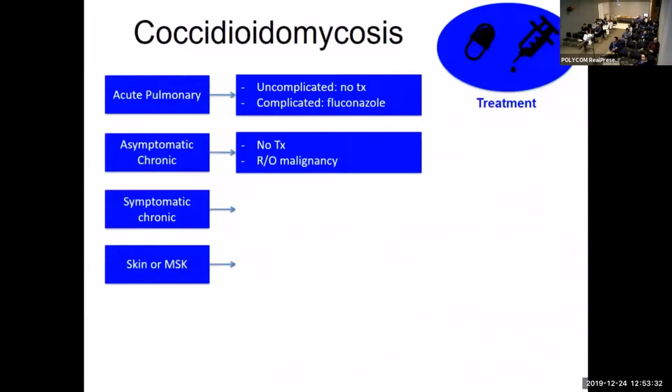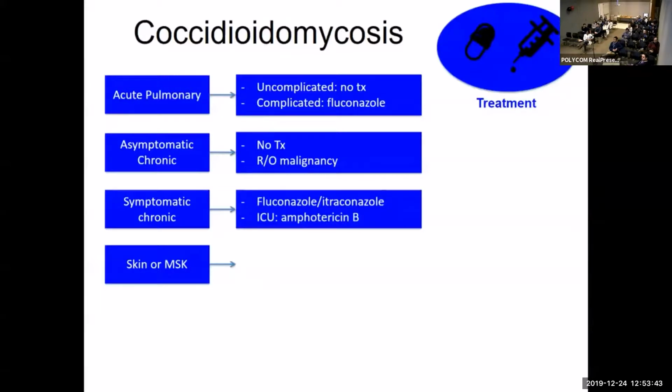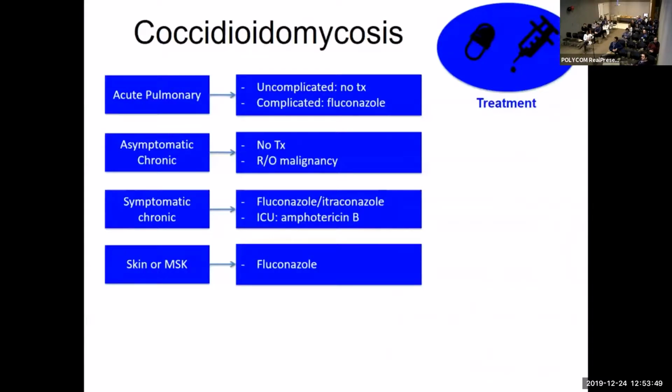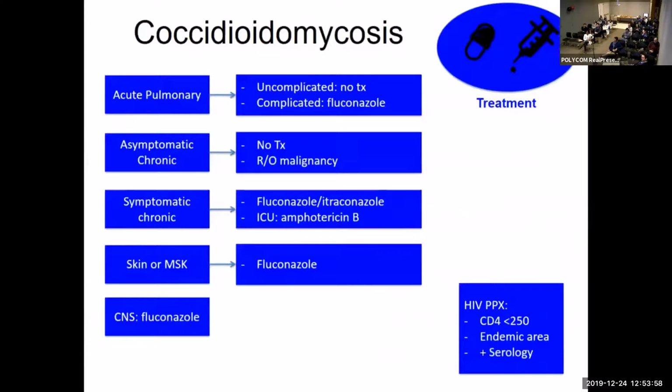So if the patient has asymptomatic chronic cavitary pneumonia, the most important thing is to rule out a malignancy, because squamous cell carcinoma of the lung can give you the same findings. Symptomatic chronic, you can give fluconazole or itraconazole; for ICU patients, amphotericin. And for CNS, it's just fluconazole, guys. And remember, do not stop the fluconazole in these patients. For prophylaxis, for HIV patients that live in California or in Arizona, you need to be checking the serology, usually every 6 months to 1 year, to place the patient on prophylaxis if the serology changes.